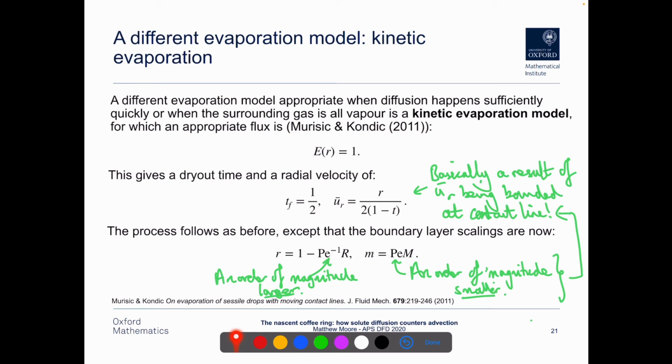So we're actually getting a larger boundary layer here. Diffusion is happening over a larger scale. But the maximum height we're going to see within the boundary layer is smaller.